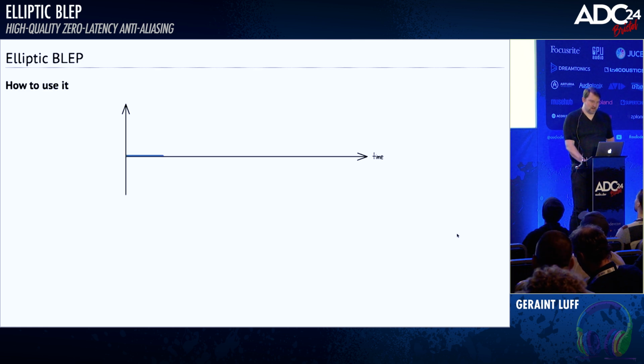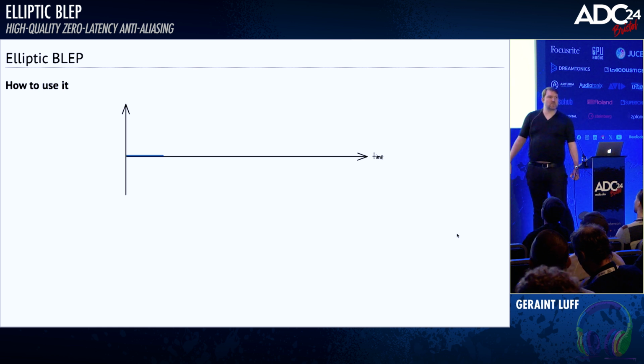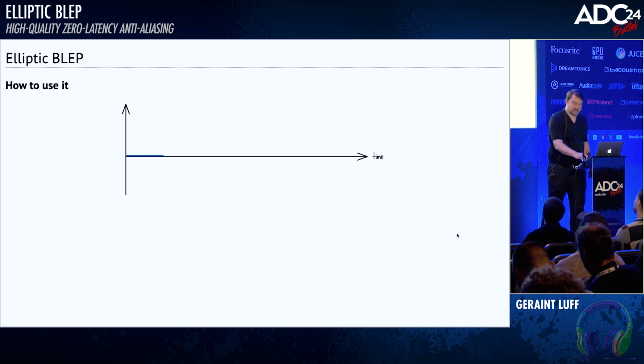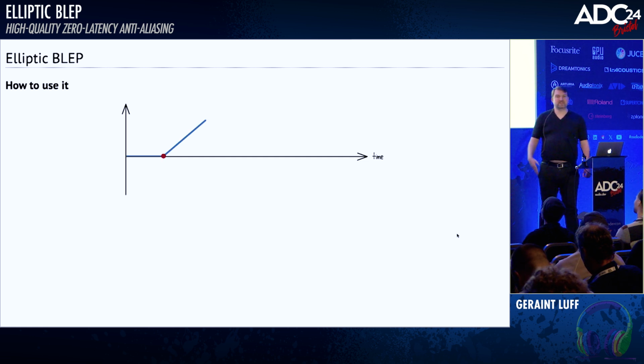So how do you use one of these things? Well, you've got your current waveform output, and then you encounter a boundary to the next polynomial segment, and you say, well, is there a discontinuity?